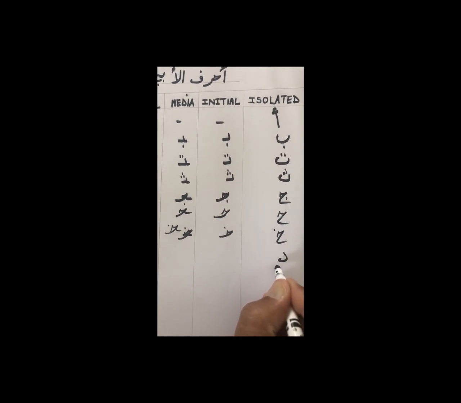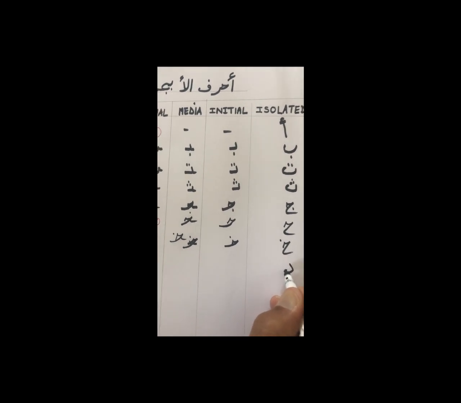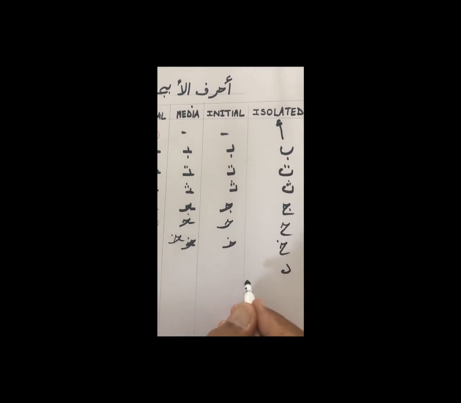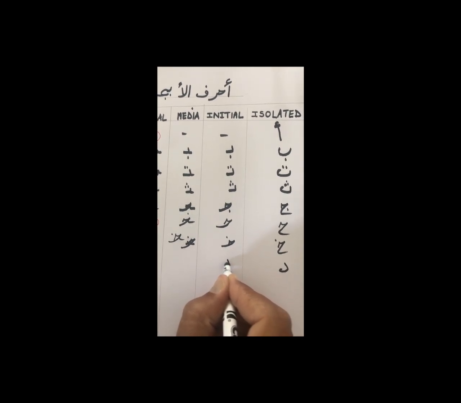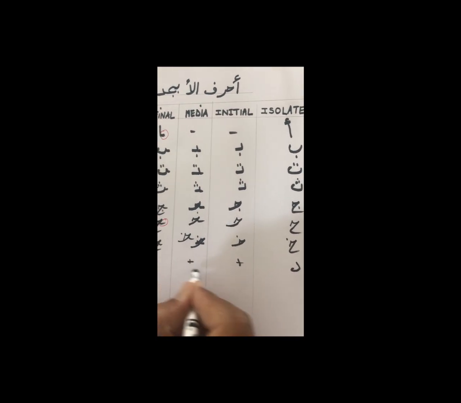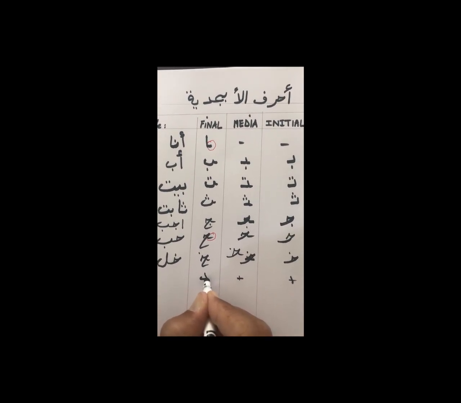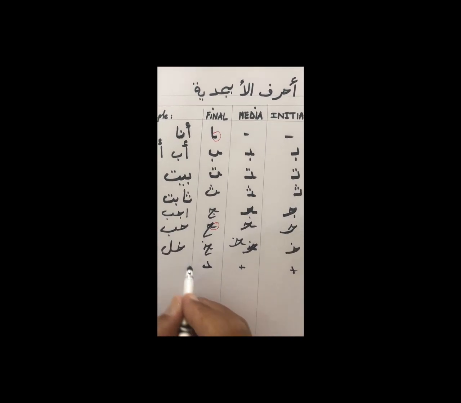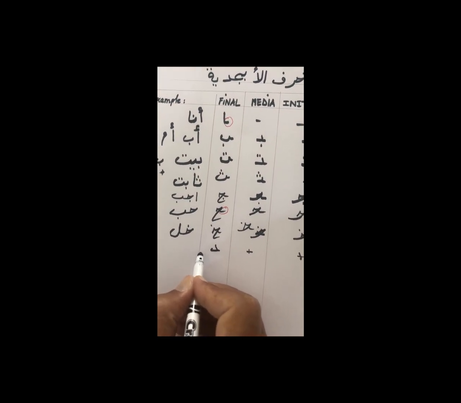You turn it 3/4 of a circle and you give it a little curve. Dal, it doesn't have anything in here, but at the end it will have dal. Even if you are in the middle of the word, you write it the same like this, and then you continue with another letter after it, distant.